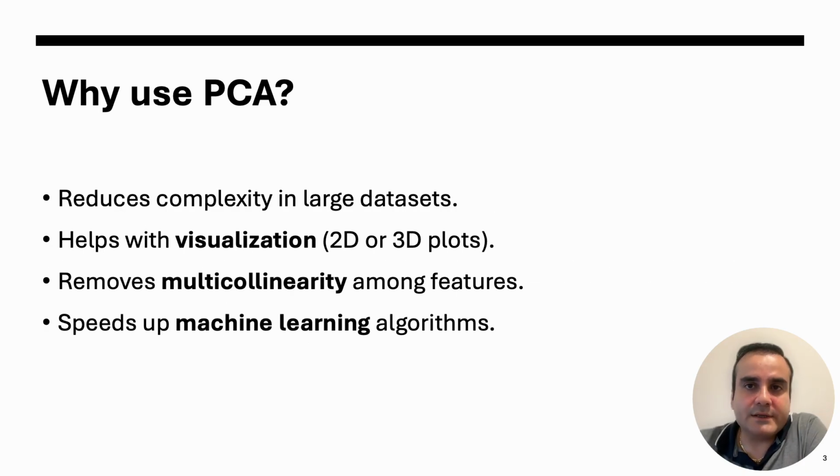There are several strong reasons to use PCA. First, it simplifies data without losing too much information, which is especially helpful in fields like engineering, finance, and genetics. Second, it allows us to visualize very high-dimensional datasets by projecting them into 2D or 3D. PCA also handles multicollinearity. When variables are correlated, they can confuse many models, but PCA solves this by creating new uncorrelated components. Lastly, reducing the number of features speeds up machine learning algorithms.